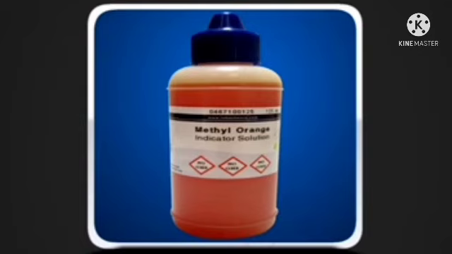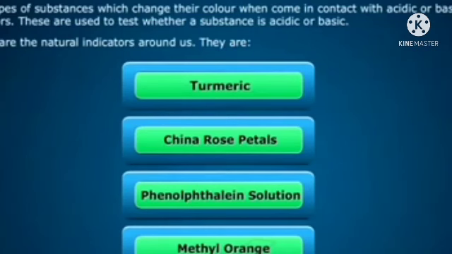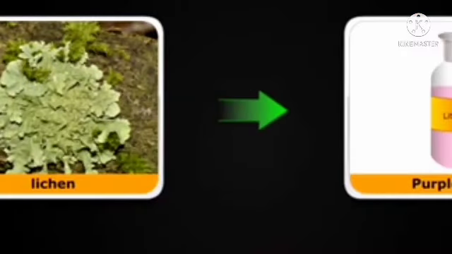Methyl orange. Methyl orange is one of the indicators commonly used in titrations because of its clear and distinct color change. It gives red-orange color with acids and yellow color in bases.